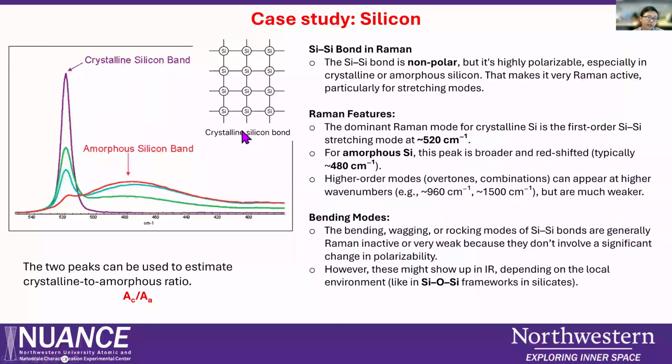This is silicon. If it's a crystal, you see here the silicon peak is at 520. And if it's fully amorphous, there is a peak at 480. If it's in the middle, like here, you can see this crystalline peak gradually going down and the amorphous peak going up.